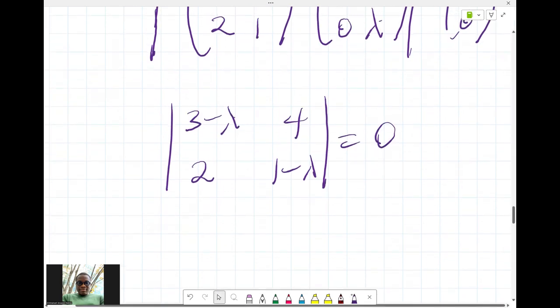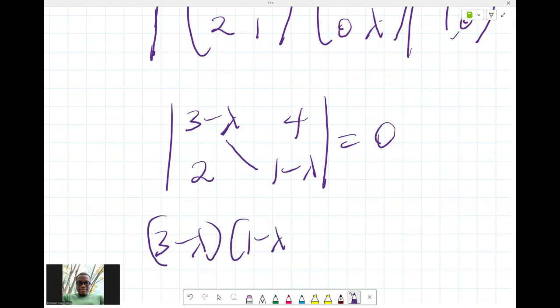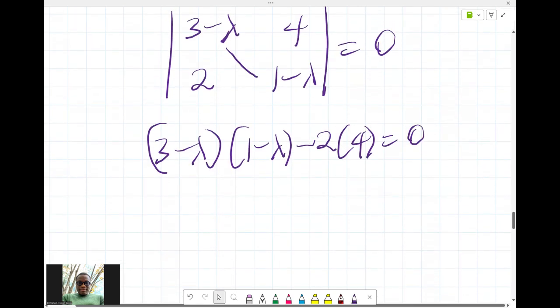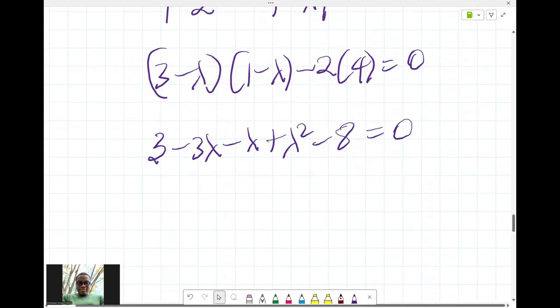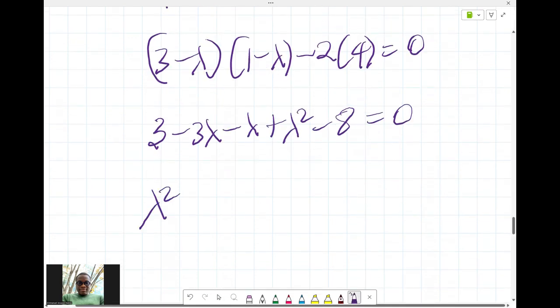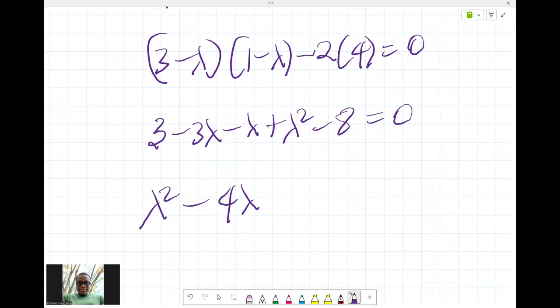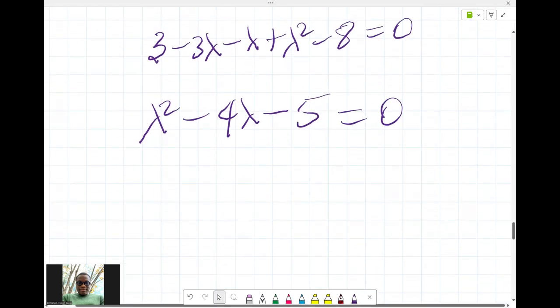So the determinant of this simply means we multiply this: 3 minus lambda into 1 minus lambda, minus 2 times 4, that is equal to 0. So we now have 3 times 1 is 3, 3 times lambda is 3 lambda, minus lambda times 1, minus lambda, plus lambda squared, minus 8 equals 0. So we have lambda squared minus 4 lambda, 3 minus 8 is minus 5, yeah? And this is equal to 0. Okay.